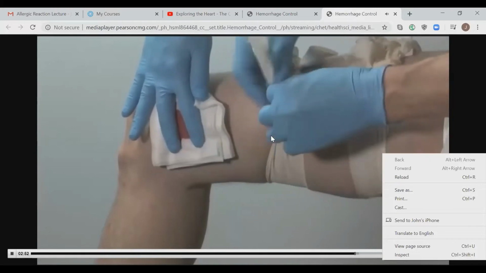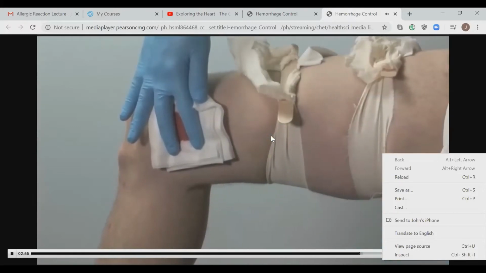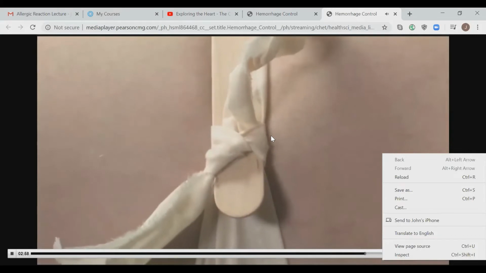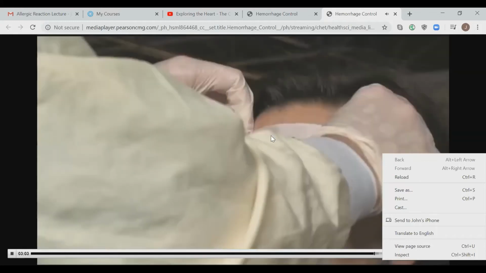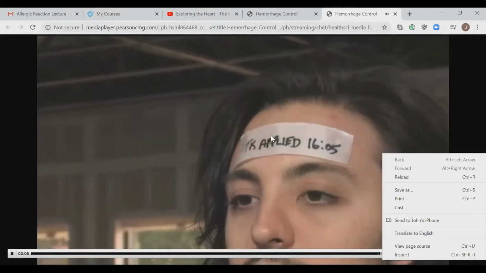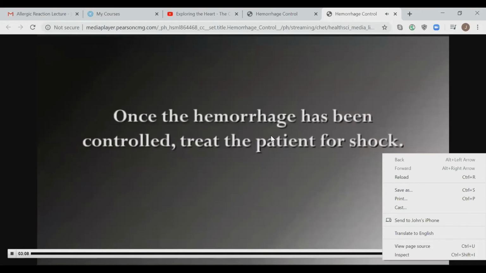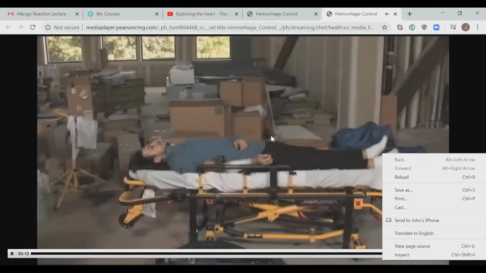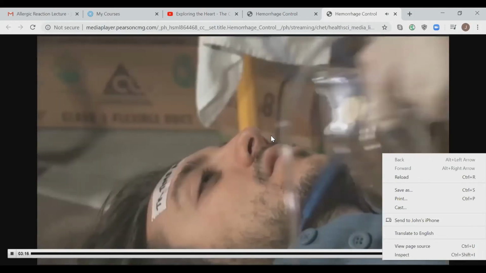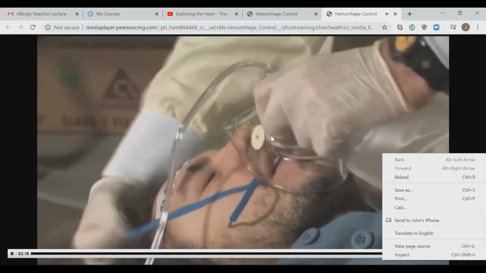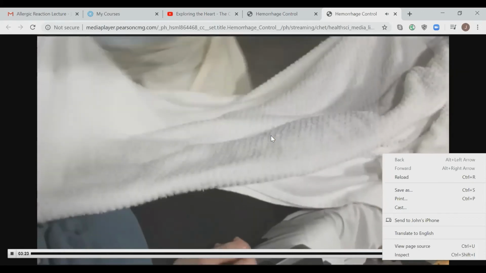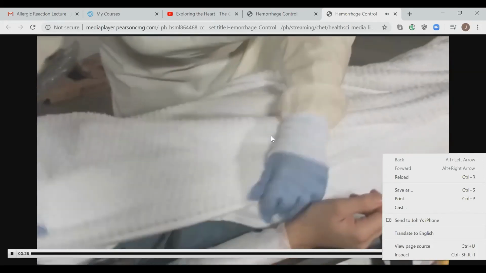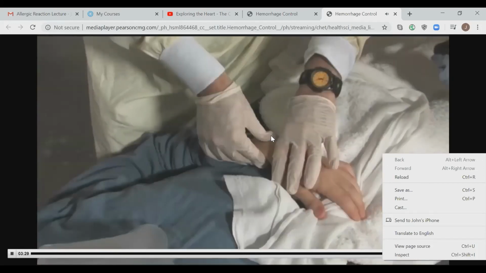Secure the windlass in place with a strap that covers the windlass, ensuring it will not release the tension you have already applied. Document the time the tourniquet was applied. Some systems want this information literally marked on the patient's forehead so as not to be missed. Now that the hemorrhage has been controlled, you can begin to treat for shock. Appropriate treatment for shock includes properly positioning the patient supine, maintaining the airway and administering high-flow oxygen, reassuring the patient to reduce anxiety, and preventing heat loss by applying a blanket. Prepare the patient for transport and monitor vital signs.